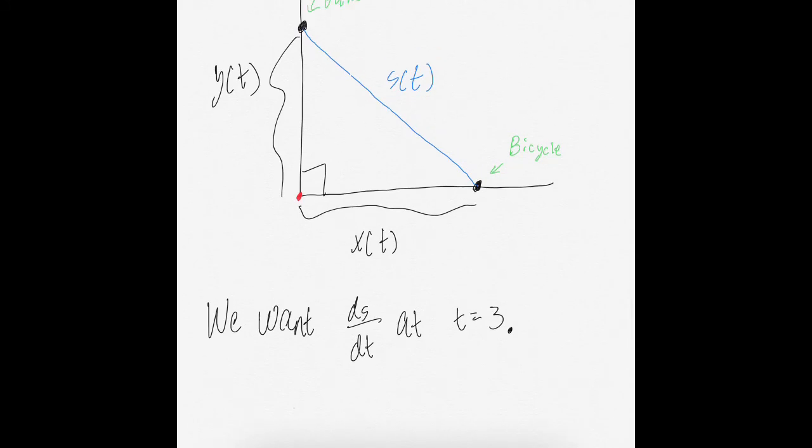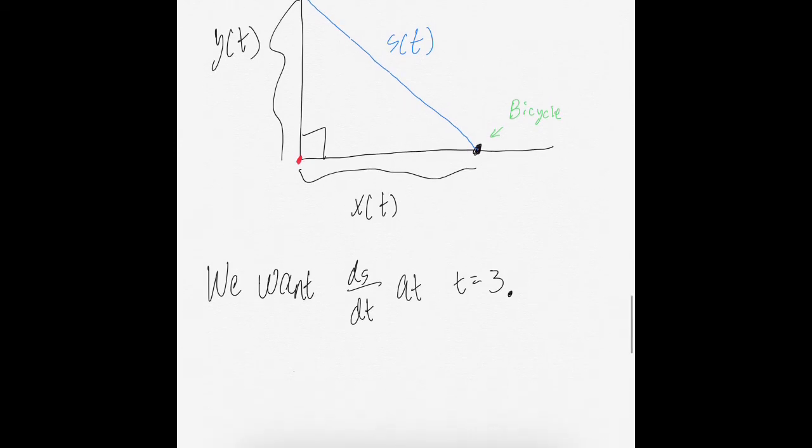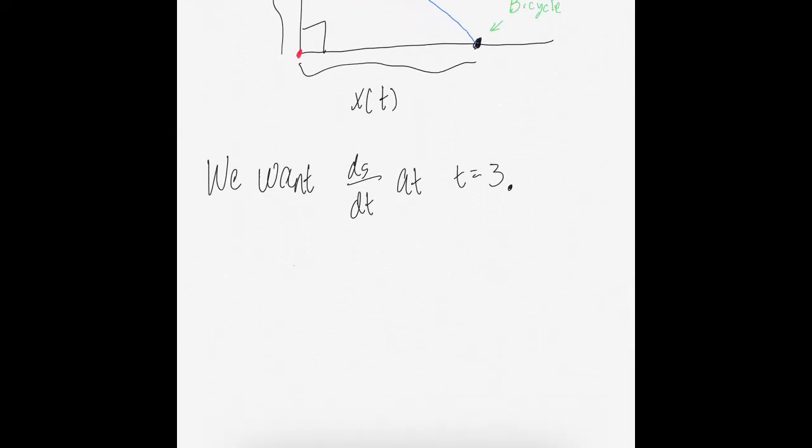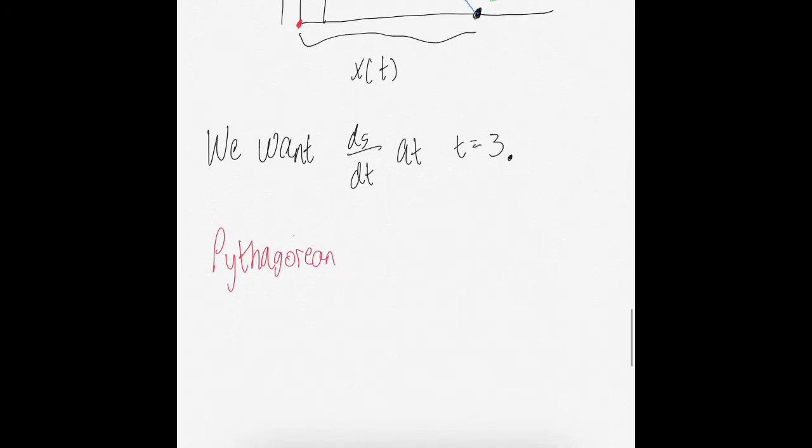Well, why don't we go ahead and see if we can come up with a nice formula relating all of our quantities. So we have this right triangle, with x of t, y of t, and s of t being these sides. And so from that, our boy Pythagoras, he was hardcore.